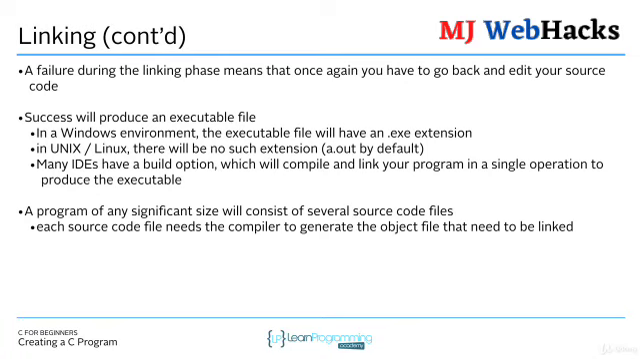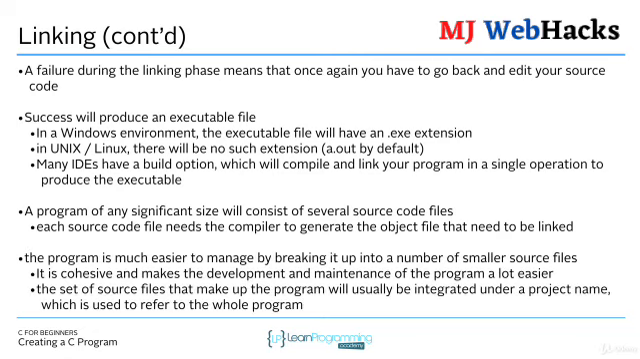A program of any significant size will consist of several source code files. I mentioned this earlier. Each source code file needs the compiler to generate an object file that needs to be linked. The program is much easier to manage by breaking it up into a number of smaller source files. You will want to use many source files, and you don't want a source file that contains 5,000 lines of code. That's not cohesive. That's not easy to manage. So you're going to create files that contain source code with a specific functionality. It makes it much easier to develop and much easier to debug, and is much more cohesive.